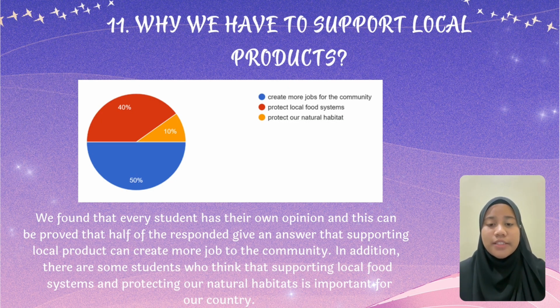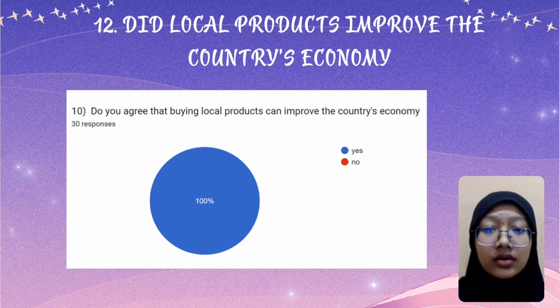The second last question is why we have to support local product. We found that every student has their own opinion, and this can be proved by half of the respondents giving the answer that supporting local product can create more jobs for the community. In addition, there are some students who think that supporting the local food system and protecting our natural habitat is important for our country. And the third question is, does local product improve the country's economy? Based on the pie chart, we can conclude that all students agree that buying local product can improve the country's economy in all sectors.